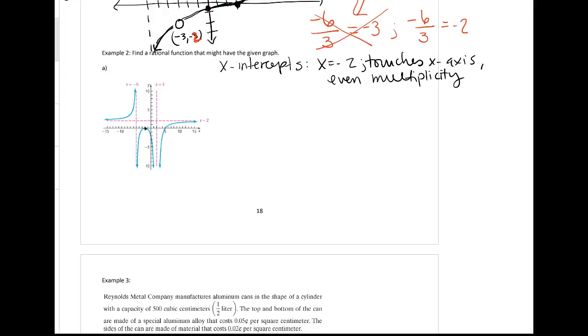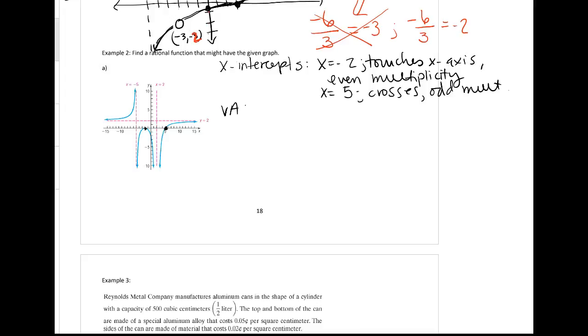Then I see another one over here. Can you see it? If I have to count, it looks like it's about 5. It crosses the x-axis, so I know it has to be an odd multiplicity, all right? So those are the x-intercepts. Then I need to know, do we have any y-intercept? There isn't any. And then I need to know the VAs.